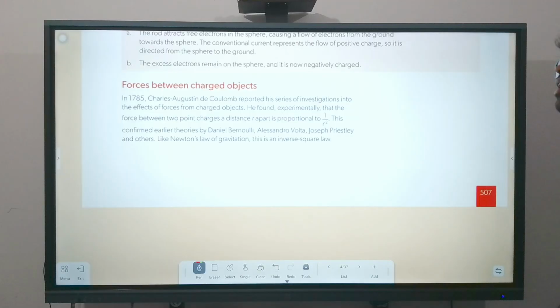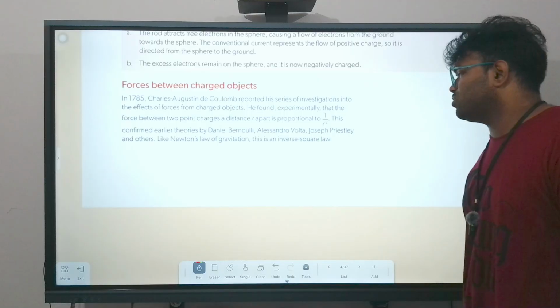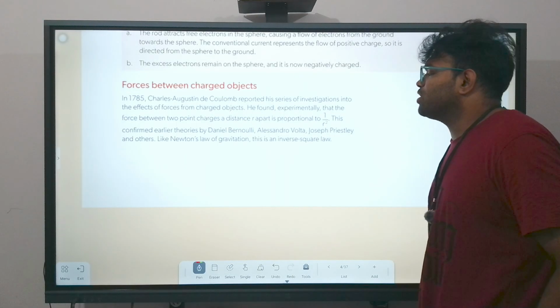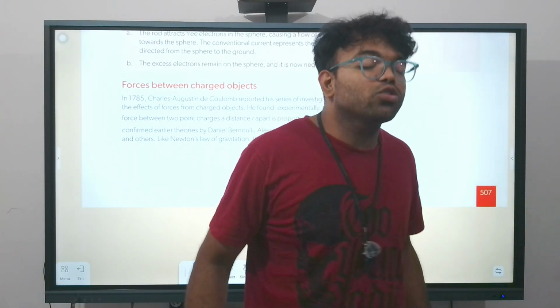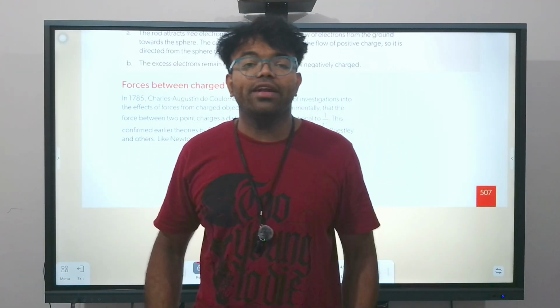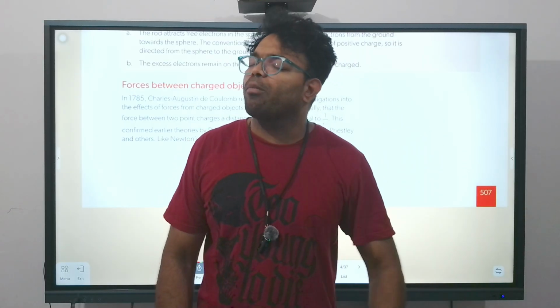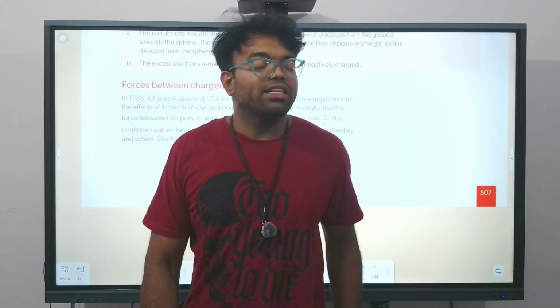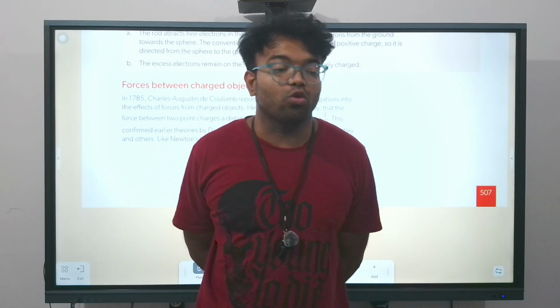This confirmed earlier theories by Daniel Bernoulli, Alessandro Volta, Joseph Priestley, and others. Like Newton's law of gravitation, this is also an inverse square law. Inverse square law means what? If the force that is existing between two objects is inversely proportional to the square of the distance between them, then we say that they follow the inverse square rule.